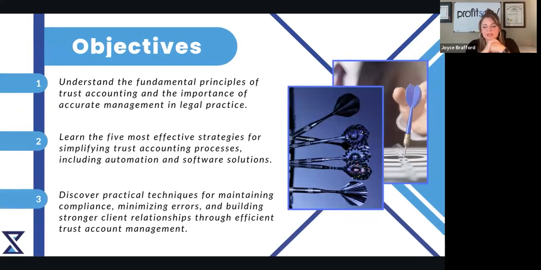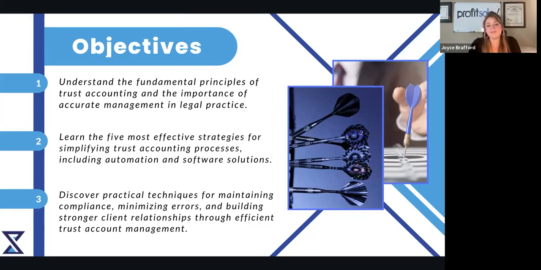You know what, let's first establish what we need to do. So our objectives for today are to understand fundamental principles of trust accounting. All right, we're going to go through those pieces, and we're going to talk about what it means to have a trust account, what it means to actually have money that's owed to you that can then be deposited in your operating account, and when money needs to remain in your trust account.